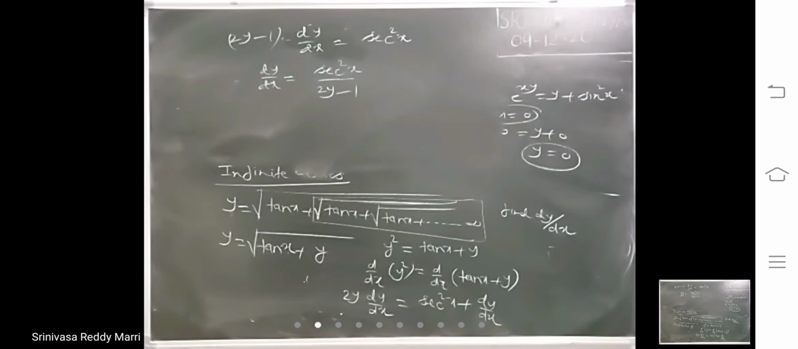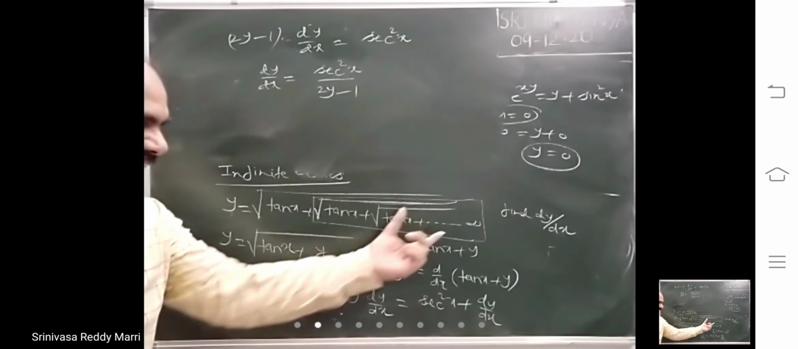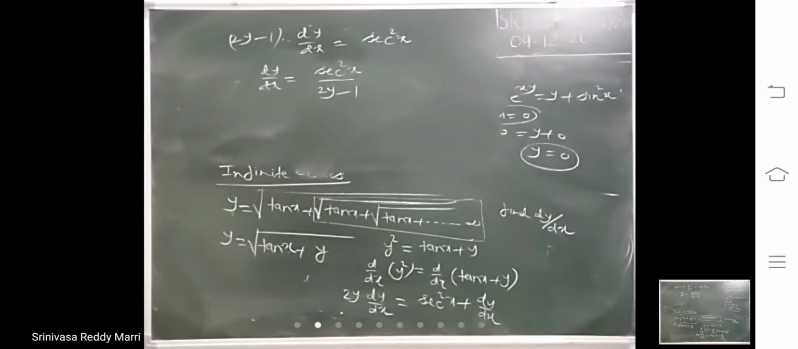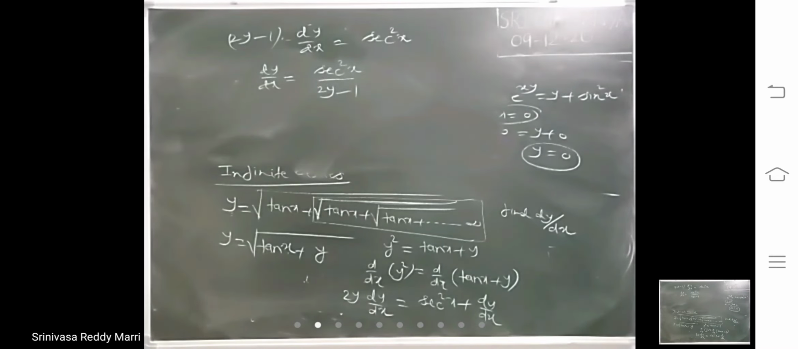That is the derivative. Whenever infinity is given, just take the repeated part again as y. Then you will get an equation in y and x. Then differentiate both sides. This is the model.